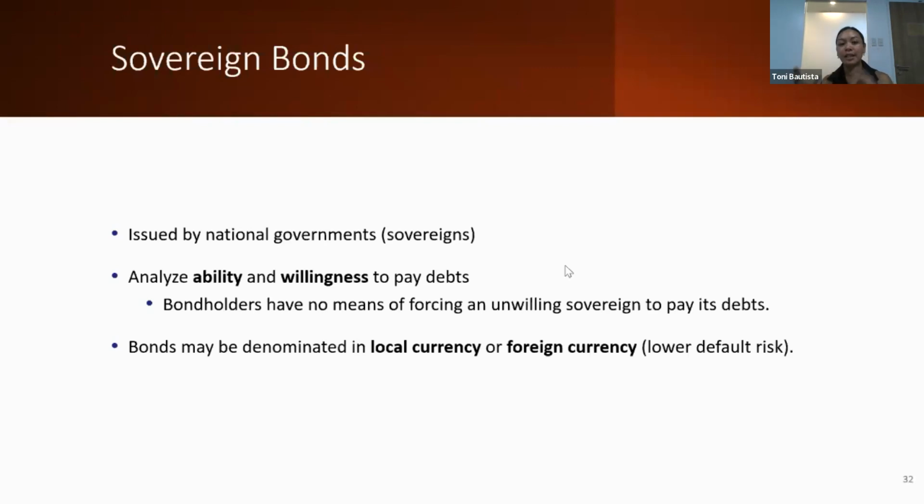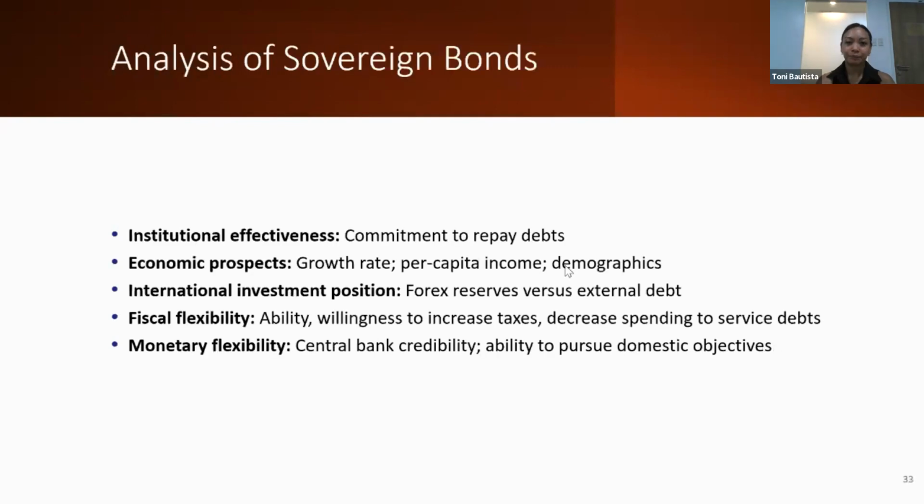So for foreign currency, there's that add-on risk because the issuer would need to buy foreign currency in order to pay the note holders. So we would normally look at the institutional effectiveness, commitment to repay debt, economic prospects, growth rate, per capita income, demographics, fiscal flexibility, the ability and willingness to increase taxes and decrease spending to service debt. And finally, you would normally look at actions of the central banks. So we would look at central bank credibility and the ability to pursue domestic objectives.